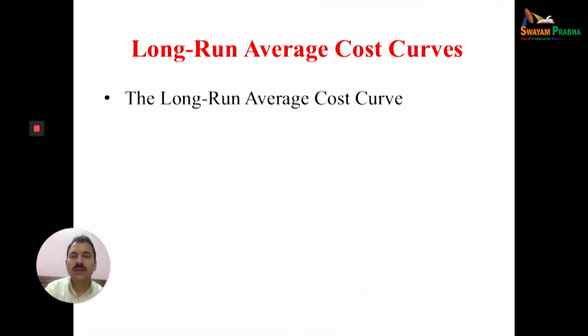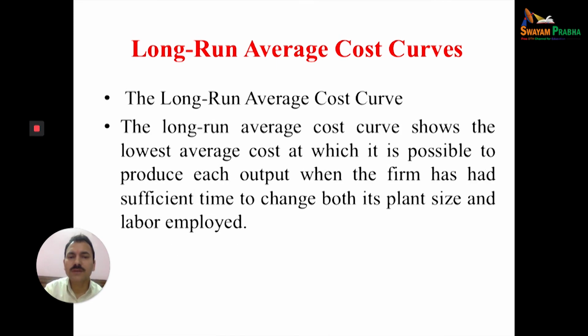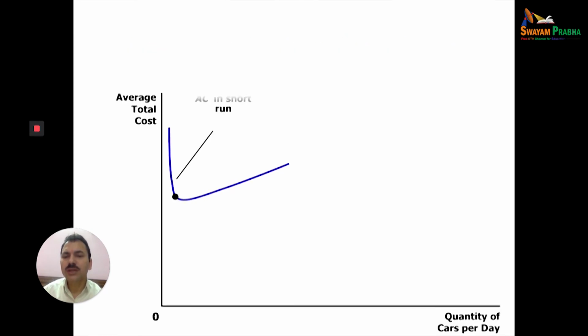Next diagram. The long run average cost curve shows the lowest average cost possible to produce each output when the firm has had sufficient time to change both plant size as well as labor employed. I mean, there are no factors fixed in the long run. All factors of production are variable. The whole scale of production can be changed in the long run. So the long run curve will be somewhat flatter as compared to the short run.